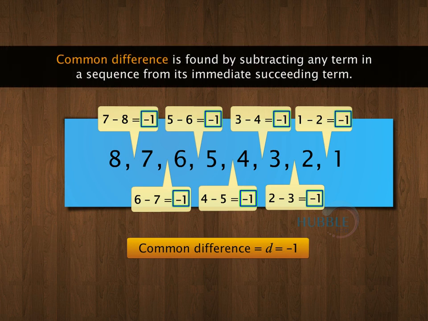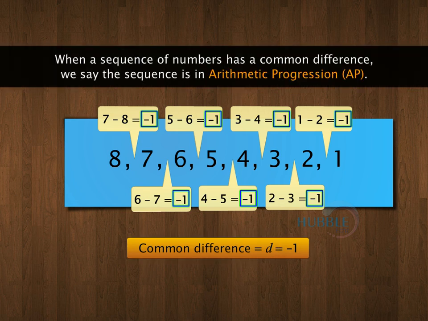In other words, common difference is found by subtracting any term in a sequence from its immediate succeeding term. Common difference is denoted by the letter D. When a sequence of numbers has a common difference, we say the sequence is an arithmetic progression.